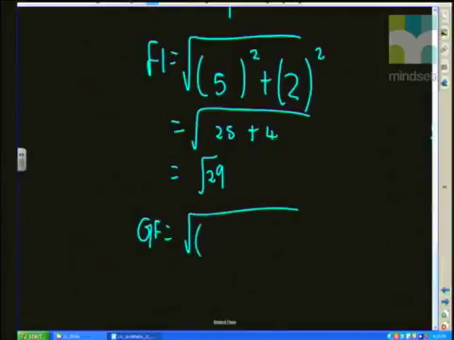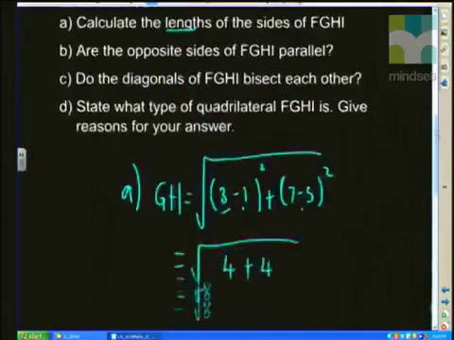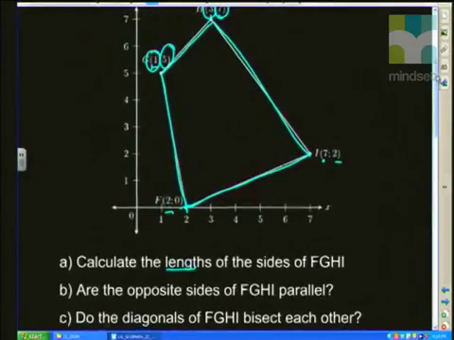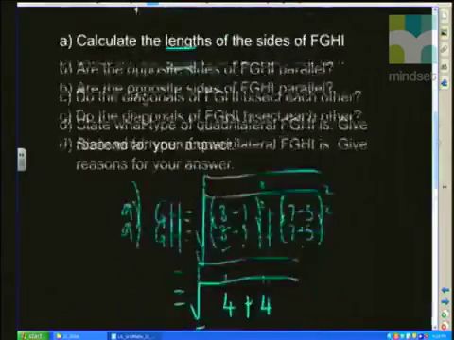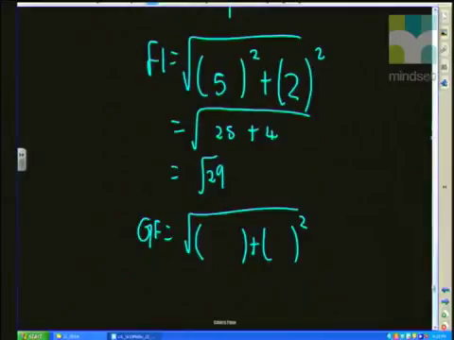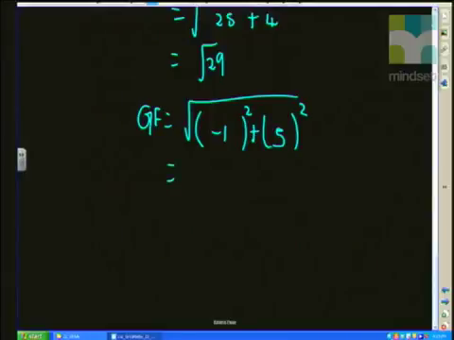It's going to be the root of, let's go back up there to remind you guys, 1 minus 2 squared plus 5 minus 0 squared. 1 minus 2 is just going to be negative 1 squared, plus 5 squared. So that's going to give me 1 plus 25, which is 26.